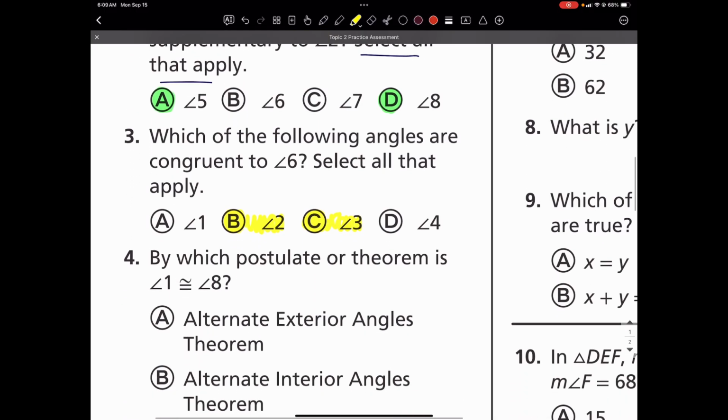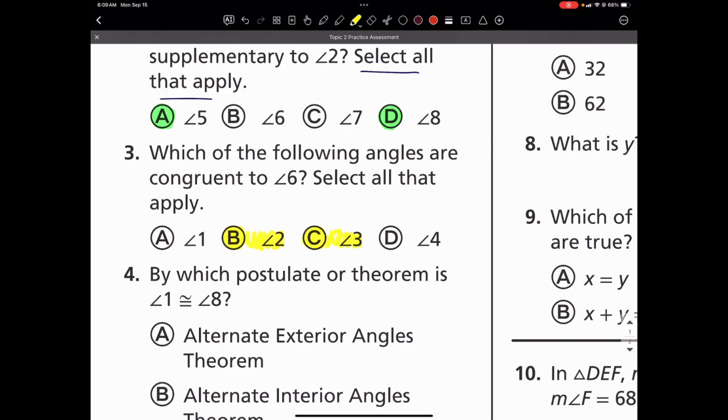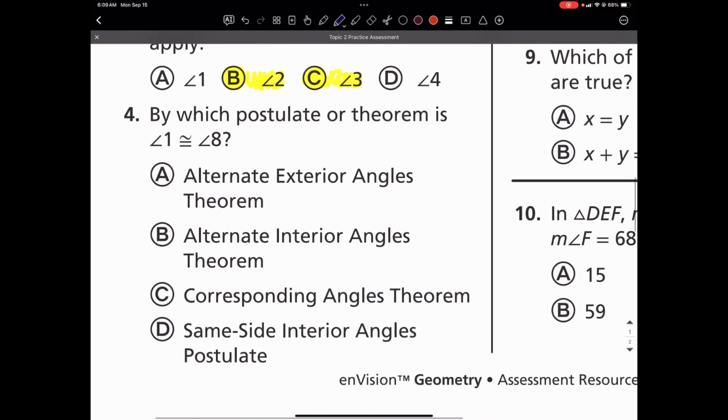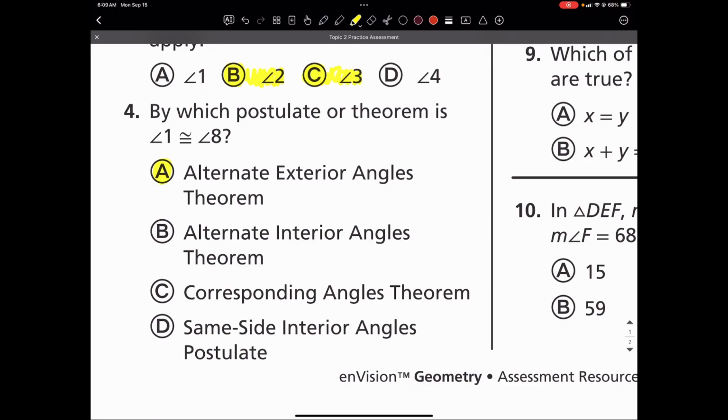Number 4 says, by which postulate or theorem is angle 1 congruent to angle 8? Okay, so let's look at what we have. I'm going to erase these. Angle 1 and angle 8. These angles, as you can see, they are alternate sides of the transversal and they are exterior sides of the parallel lines. So that would be the alternate exterior angles theorem. All you have to remember is when we talk about alternate, they're talking about alternate sides of the transversal. Exterior, we're talking about the exterior of the parallel lines.